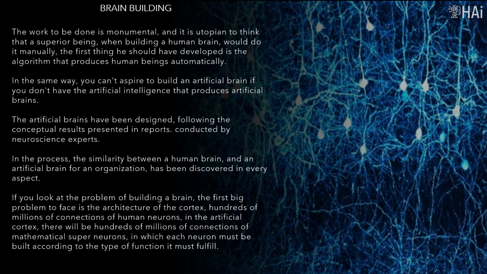The artificial brains have been designed, following the conceptual results presented in the reports conducted by neuroscience experts. In the process, the similarity between a human brain and an artificial brain for an organization has been discovered in every aspect. If you look at the problem of building a brain, the first big problem to face is the architecture of the cortex, hundreds of millions of connections of human neurons. In the artificial cortex, there will be hundreds of millions of connections of mathematical superneurons, in which each neuron must be built according to the type of function it must fulfill.